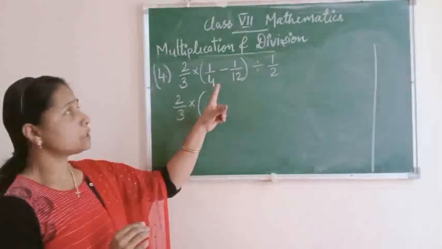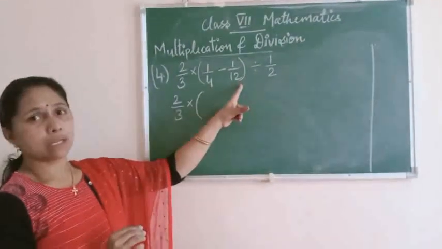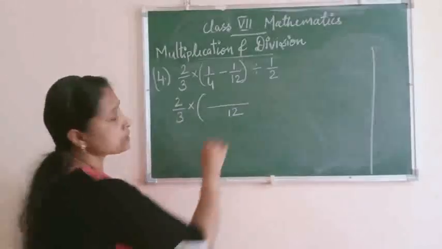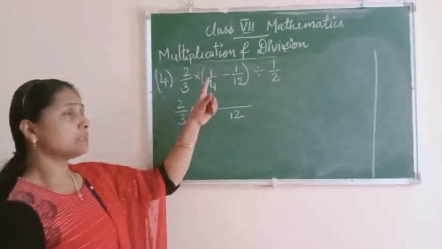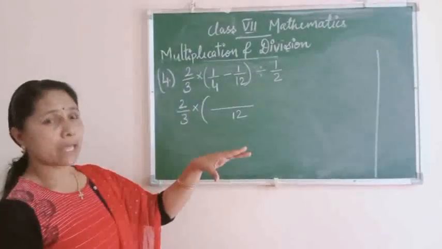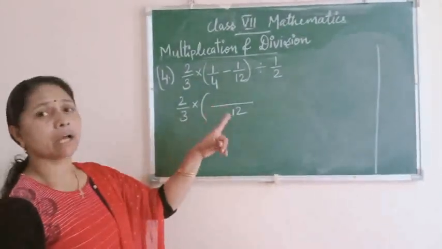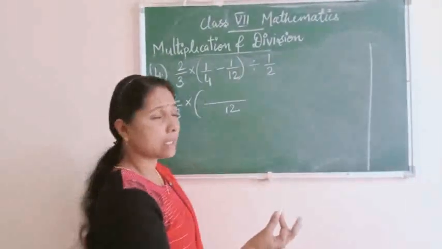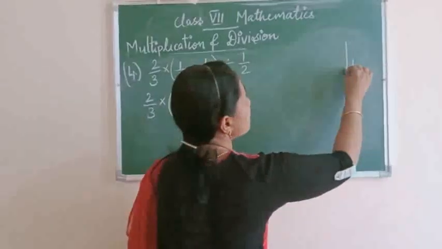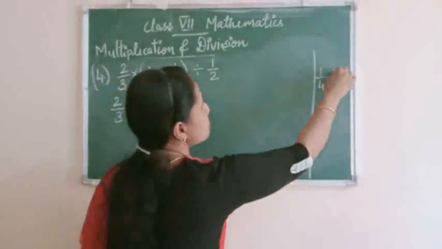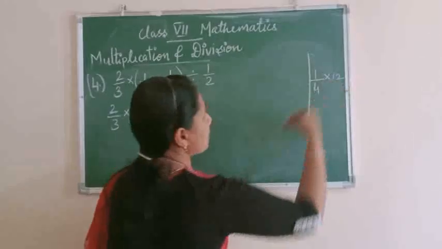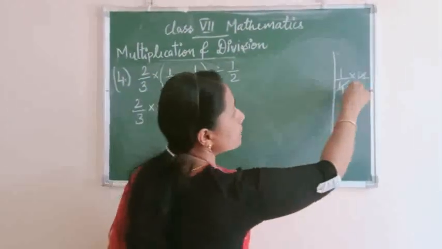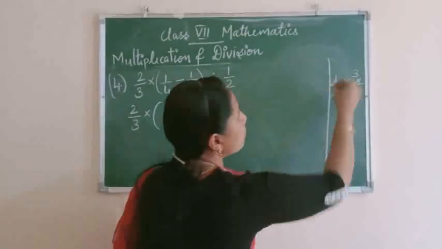LCM you have to take, the denominators are 4 and 12. LCM of 4 and 12 is 12. After taking the LCM, you have to change the numerator also. Those who can do it directly can write it. If anyone has doubt, just do the solution in the rough column. See how to do it. Once again I am repeating. 1 upon 4 is the first fraction we took. It should be multiplied by the LCM 12. And this 4 and 12 you can divide by 4. 4 divided by 4, 1 will come, and 12 divided by 4, 3 will come.